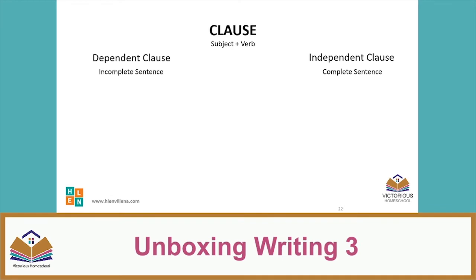In fact, the one that you learned in Unboxing Writing 1 is an independent clause because we studied the structure of the simple sentence, and a simple sentence is an independent clause. So let's have examples. An example of a dependent clause is this: although she studied hard. Notice that you have a subject there, she, and you also have a verb, studied. Let's look at an independent clause, which is actually a simple sentence. She failed the exam. This is a complete sentence. So what's the difference? The difference is the presence of the word although, which we're going to learn.